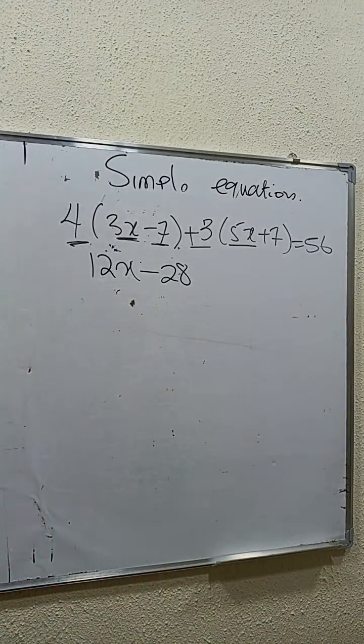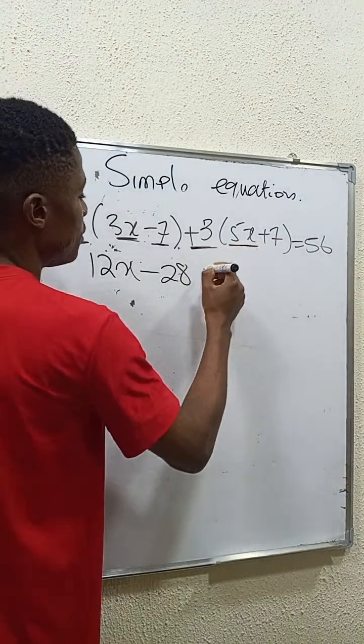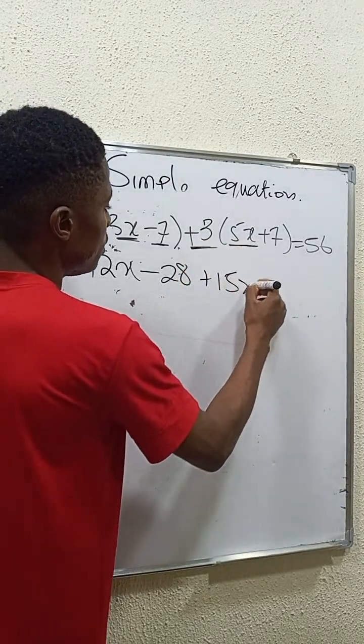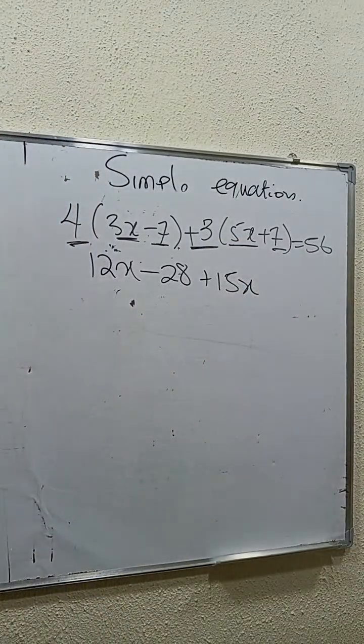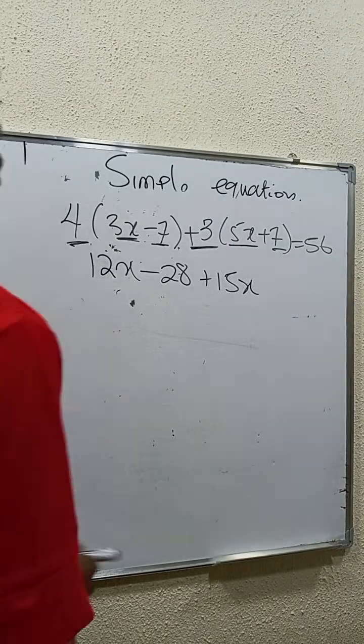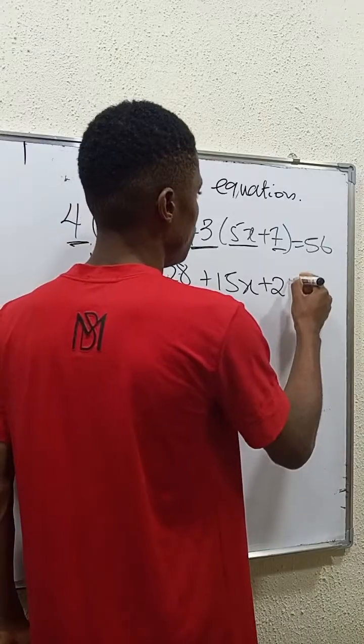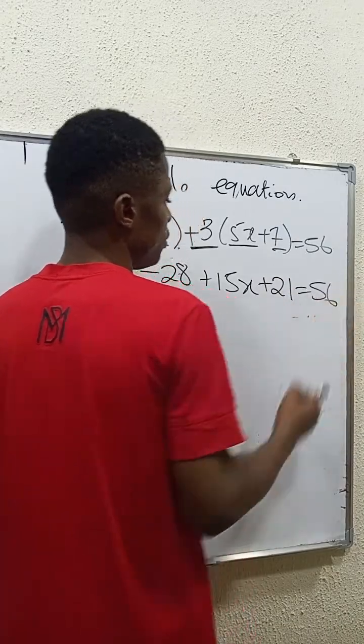Okay, so what do we do? 3 times 5 is plus 15x. Then let's do 3 times 7. What is 3 times 7? 3 times 7 is 21. So plus 21 is equals to 56, right?